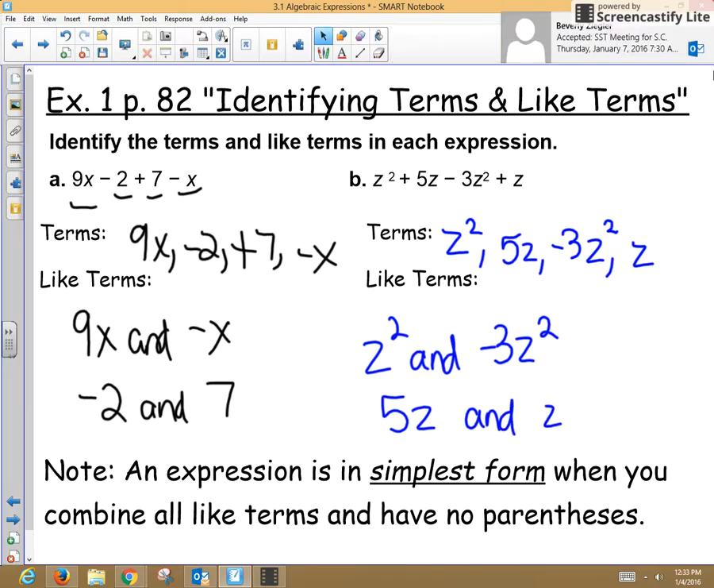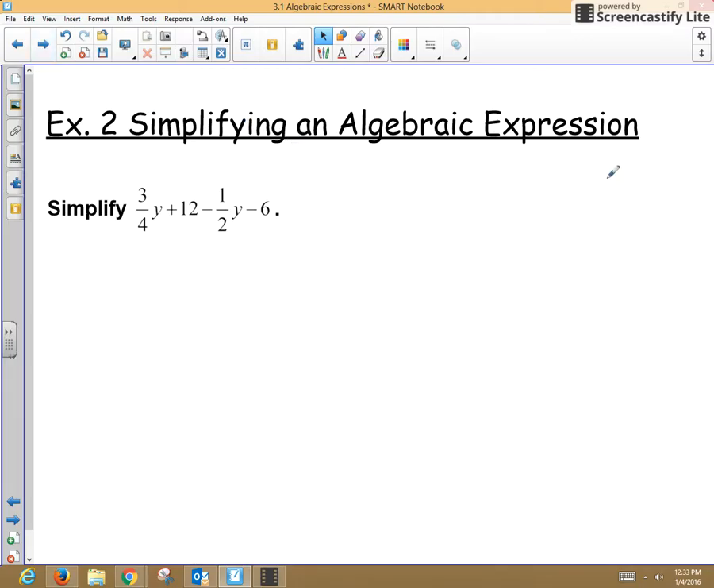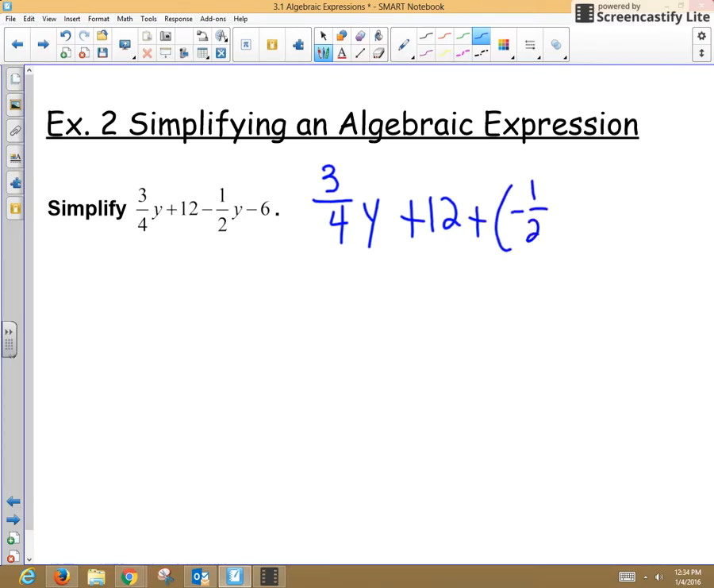Now to simplify an expression, we need to put it in simplest form. So that means we combine all like terms and simplify it until there are no parentheses. Let's continue with example 2. This time we're going to simplify this algebraic expression. And in order to do this, I'm going to rewrite this so that it shows an addition sentence. That way the minus signs are really shown as a negative sign. So I'm going to rewrite it as 3/4 y plus 12 plus negative 1/2 y plus negative 6.